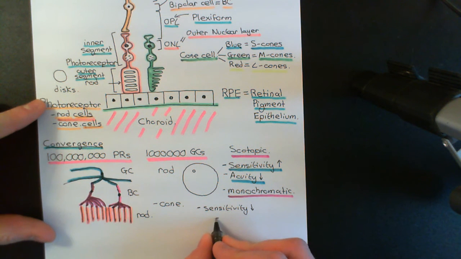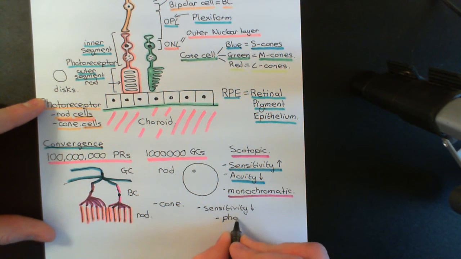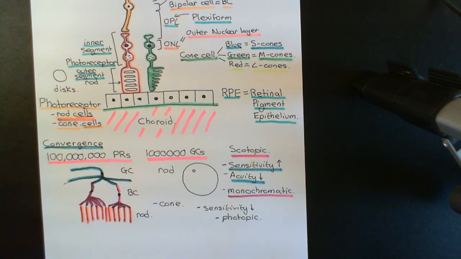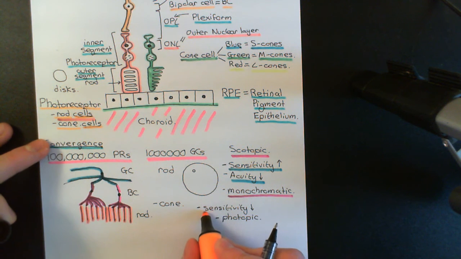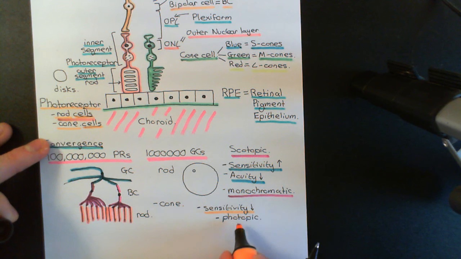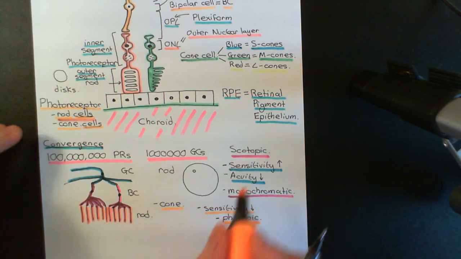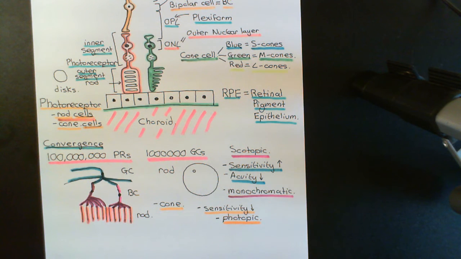Therefore we use the cone system only under what we call photopic visual conditions. And photopic visual conditions is during broad daylight, basically. So when the light conditions are very good, we can use the cone system, but we can't use it under the scotopic conditions because it's just not sensitive enough. They just won't be activated, basically, and that's why you don't get colour vision during the night time.